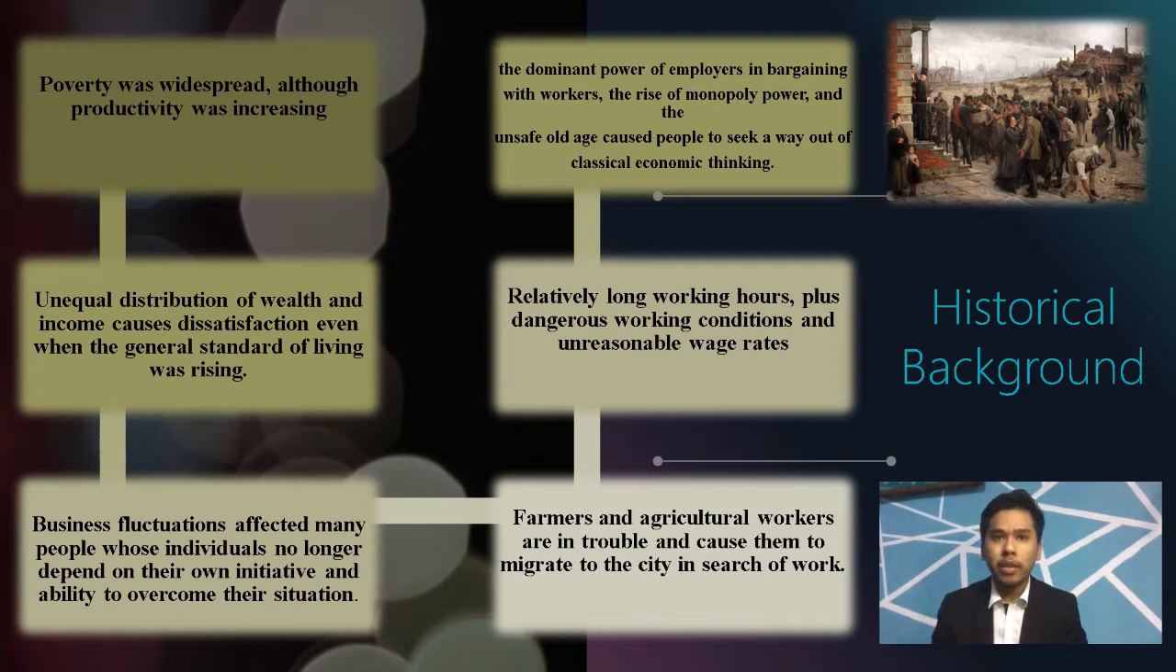Serious economic and social problems remained unsolved even 100 years after the beginning of the Industrial Revolution. For example, number 1, poverty was widespread although productivity was increasing. Second, the extremely uneven distribution of income created mass disaffection, even though the general standard of living was rising. Third, business fluctuation affected many people, and individuals could no longer depend on their own initiative and ability to overcome their condition. Fourth, farmers and farm labor had difficulties that caused them to migrate into cities to find work. And fifth, the long working hours, dangerous and unhealthy working conditions, and the rise of monopolistic power made people look for solutions beyond classical economic thinking.